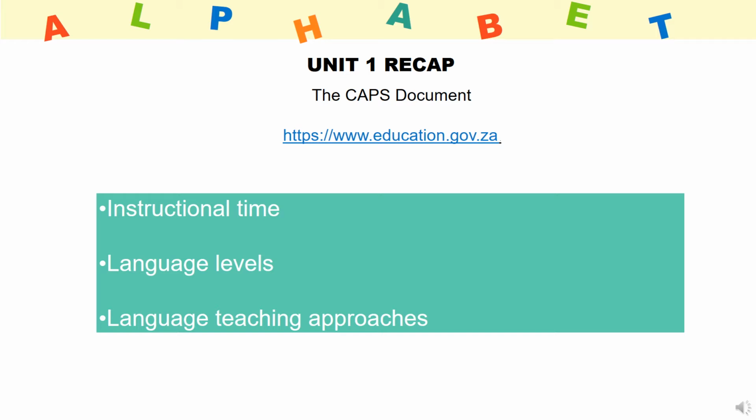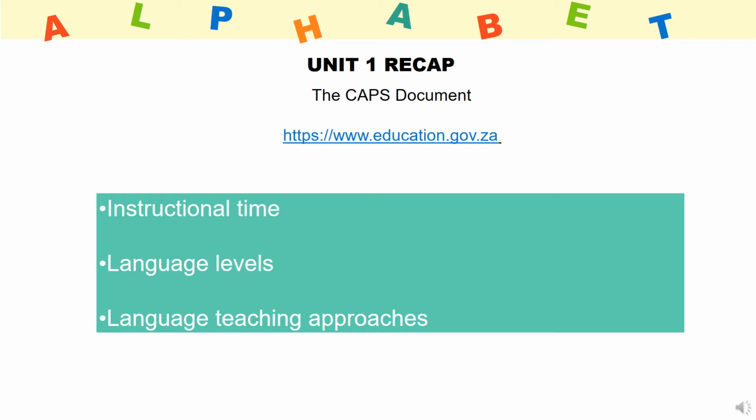Let's do a quick recap of Unit 1 before we proceed with Unit 2. It focused on the CAPS document, which is available on the URL that I've posted there. By now, you should all be having a copy of the CAPS document. No teacher can operate without a CAPS document. It's like a roadmap. So you cannot be an English teacher or an English student teacher without being in possession of a CAPS document. If you don't have it already, use this link to download it.